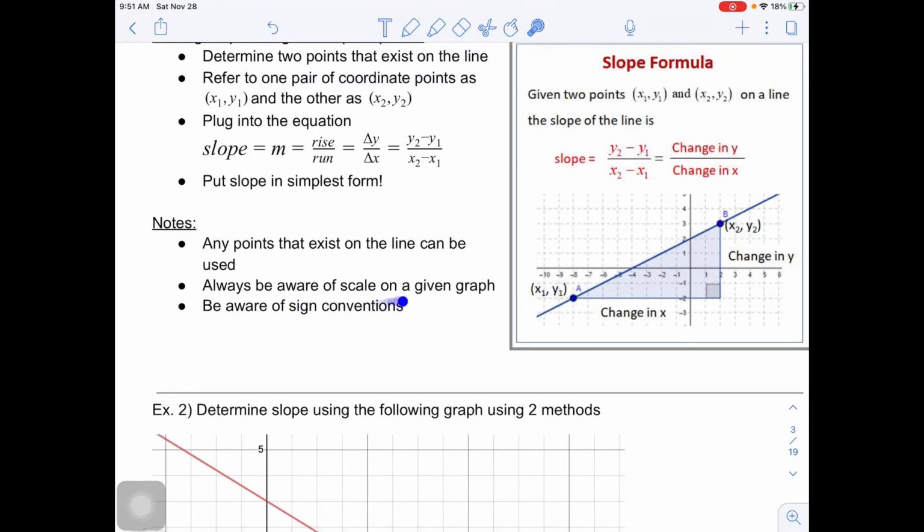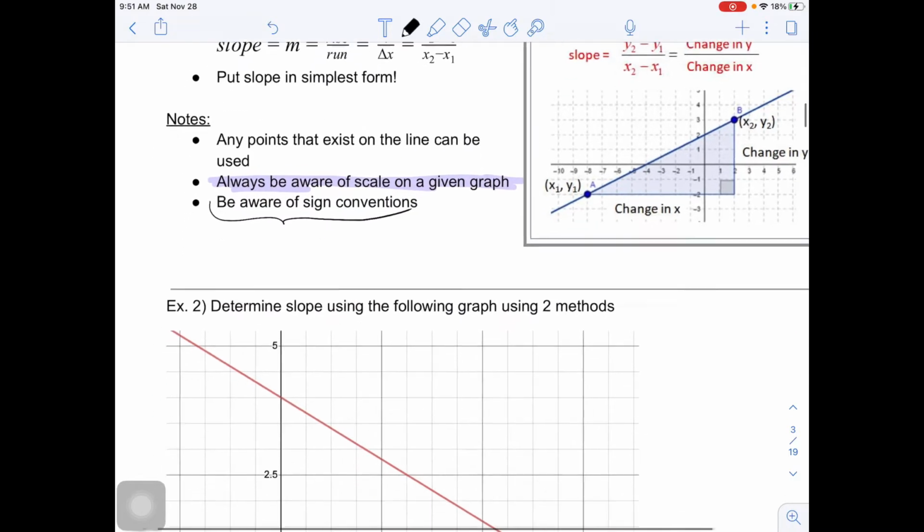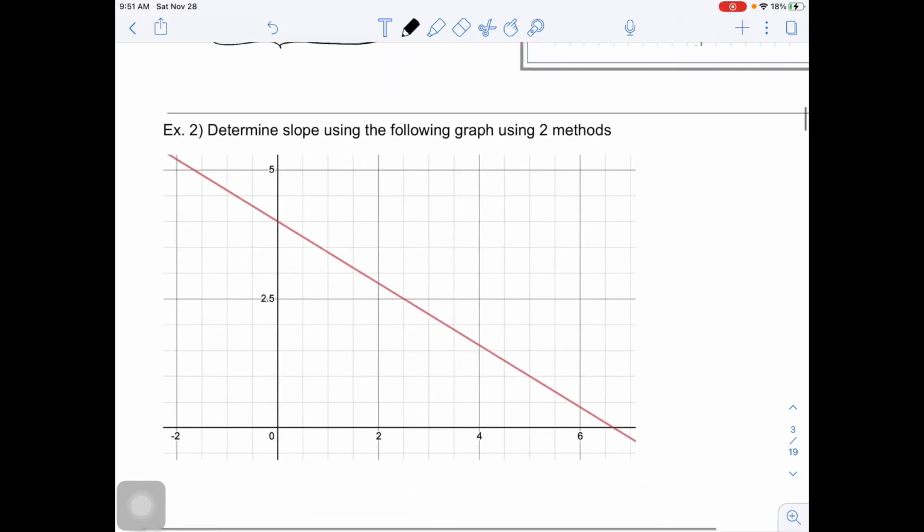Remember to always be aware of the scale on your graph, because scale doesn't always just go up by 1, 2, 3. Sometimes it goes up by 2 and 4. And remember, be aware of your signs. Lots of people aren't aware of their signs. Let's maybe do an example here.